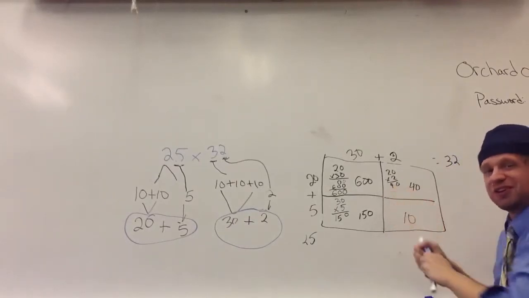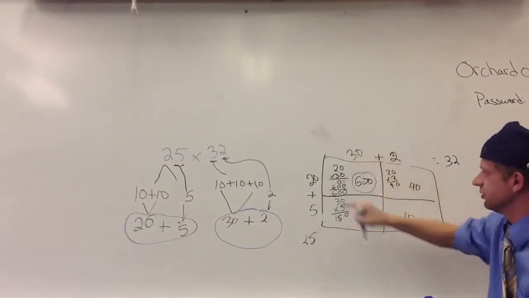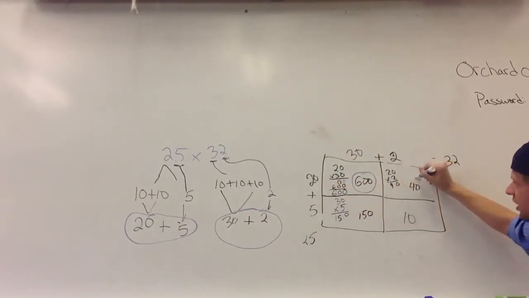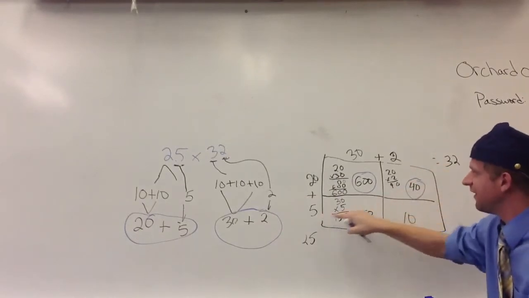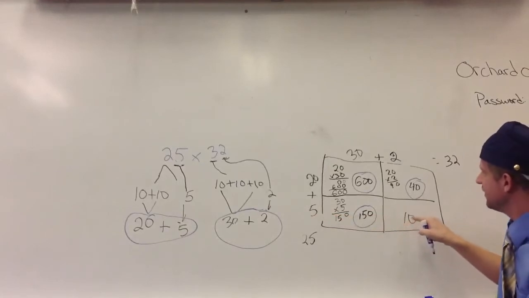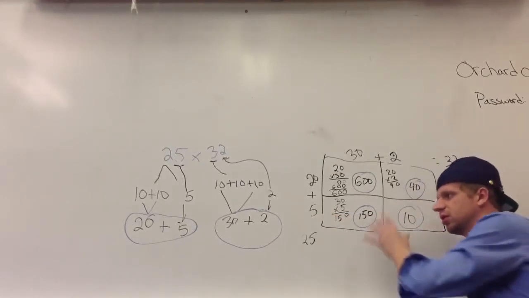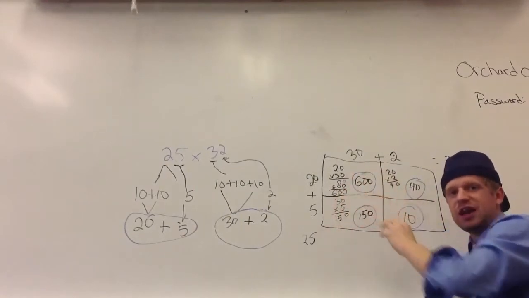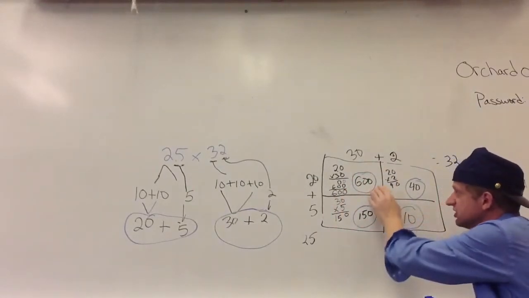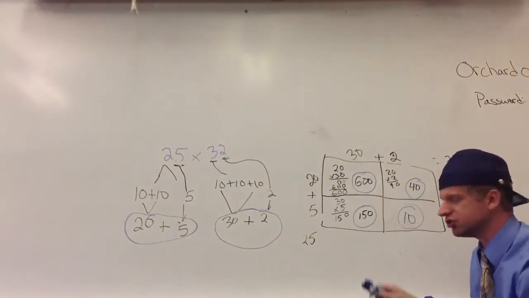I now have multiplied all I need to multiply. When I did 20 times 30, I got 600. When I did 20 times 2, I got 40. When I did 5 times 30, I got 150. And when I did 5 times 2, I got 10. So, we did all the hard work. Now we just have to add 600 plus 40 plus 150 plus 10. We have to add all those together.